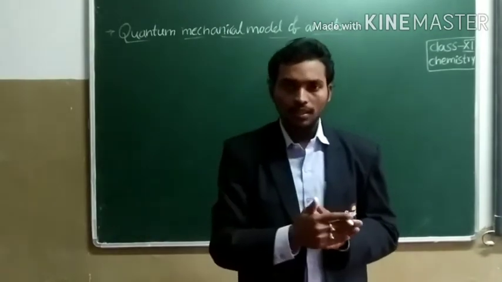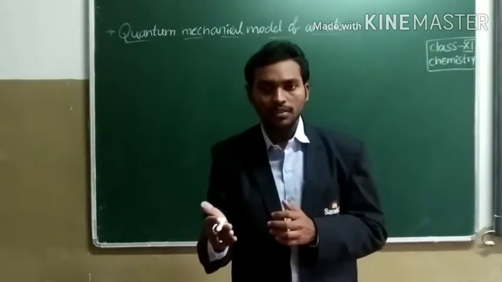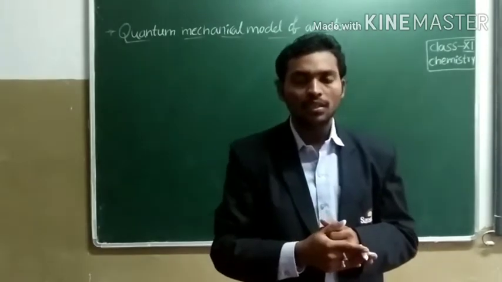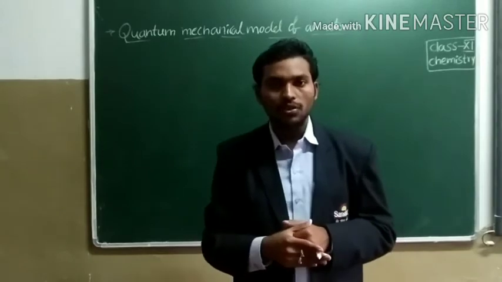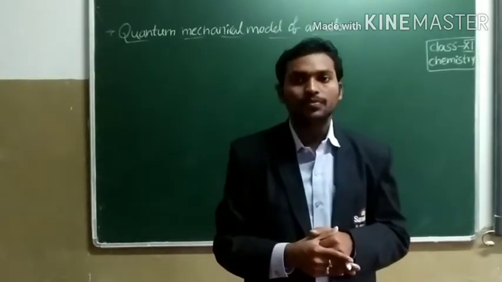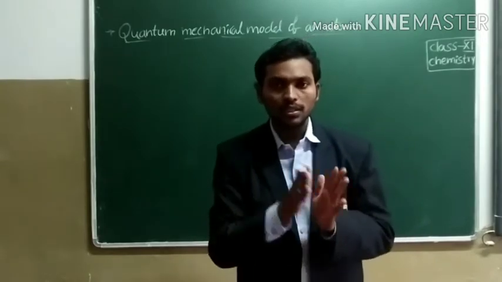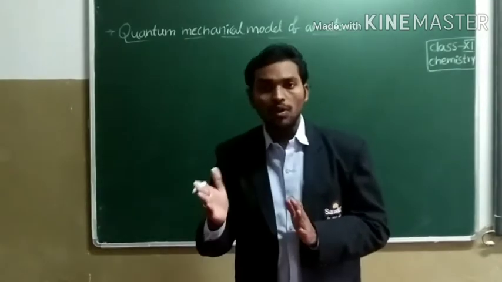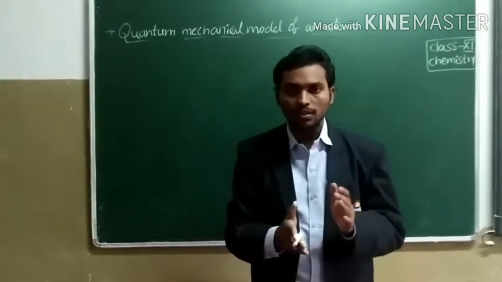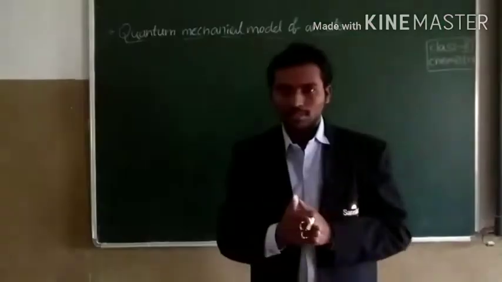And next, in 1927, Erwin Schrödinger explained an equation. That equation is called the Schrödinger wave equation. So these two theories were the basis of quantum mechanics, or the quantum mechanical model of an atom, because Bohr's atomic model was based on classical mechanics.